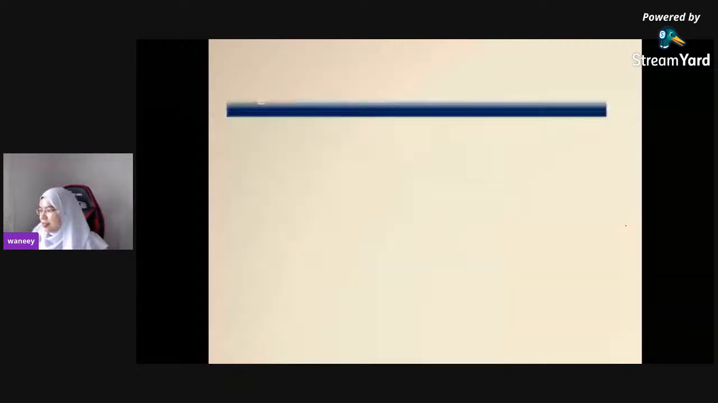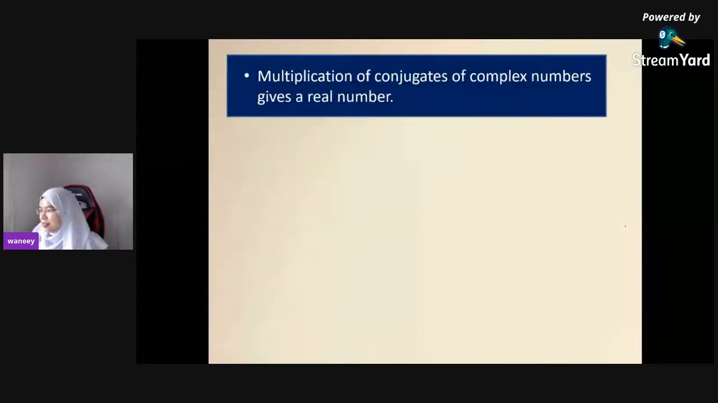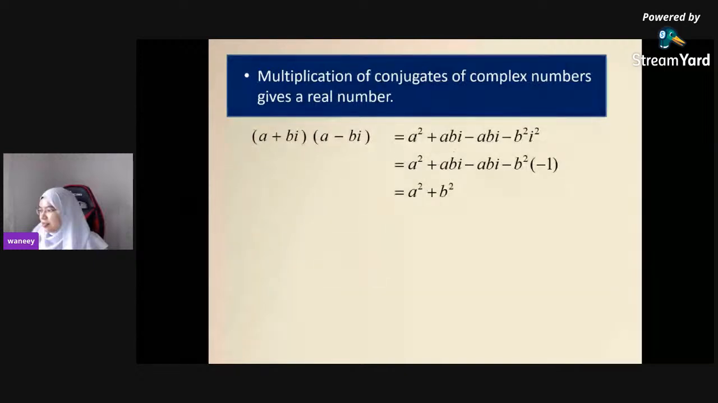Sambung lagi. Sikit lagi. Okay, so multiplication of conjugate of complex numbers give a real number. So that means if let's say you have a complex number a plus bi, you times with its conjugate, you should be able to get a real number. So for example, this one, if you expand them, you do end up with a square plus b square. So you don't see anything with I anymore. So we firstly started with a plus bi, a minus bi, but now we have a square plus b square. So no I. So this is a real number.